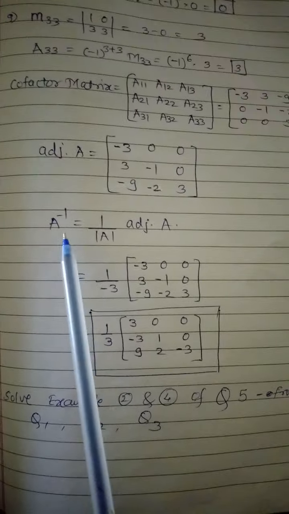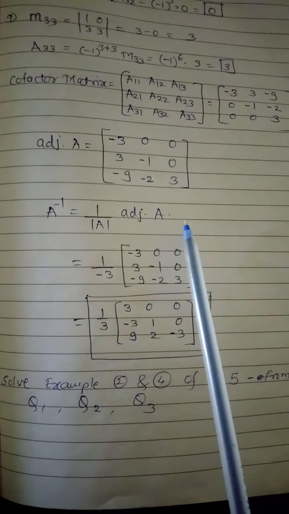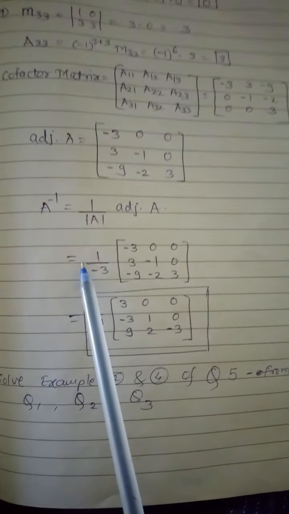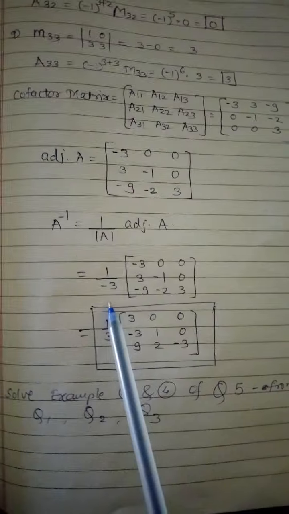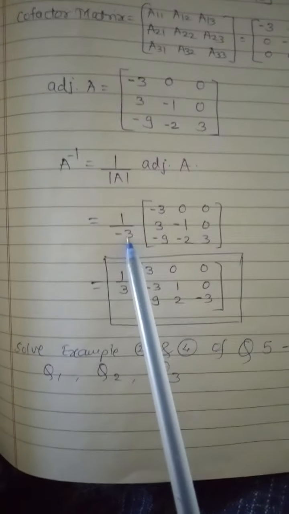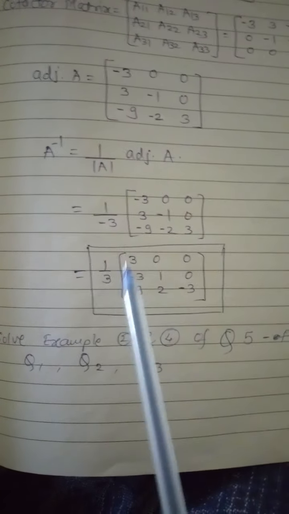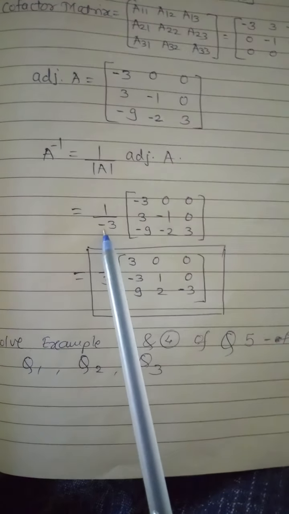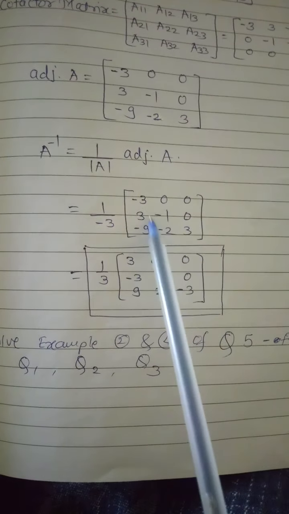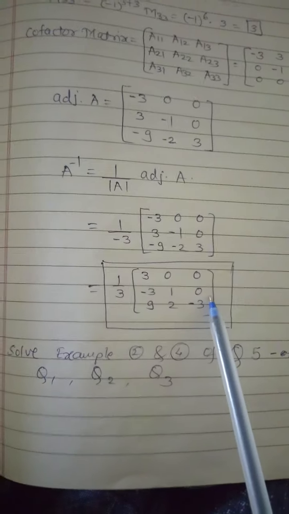And now to find the inverse, A inverse is equal to 1 upon determinant of A into adjoint of A. We have already found the value of the determinant of A, which is -3. So we put down 1 upon -3, and the adjoint of A we found here. Now I am going to multiply this minus sign with this matrix. By multiplying, we get the answer.